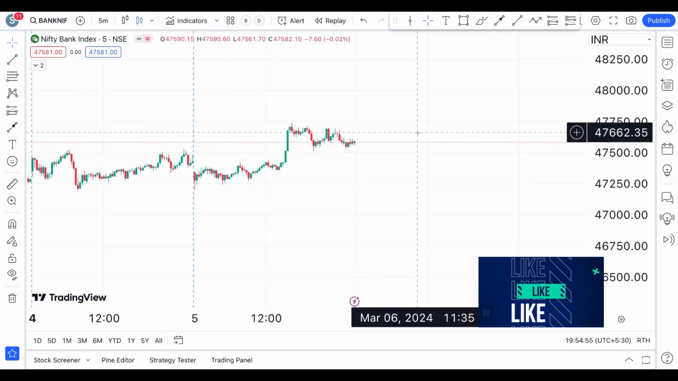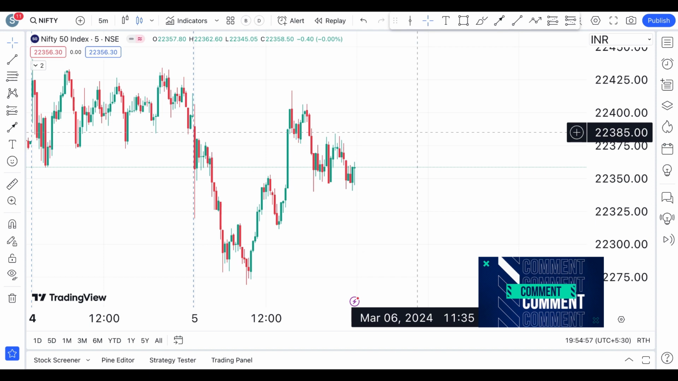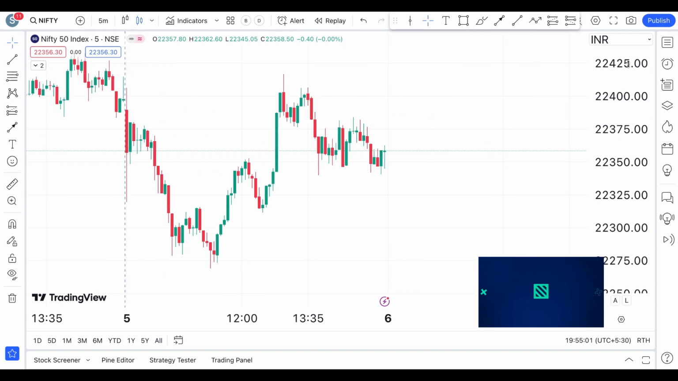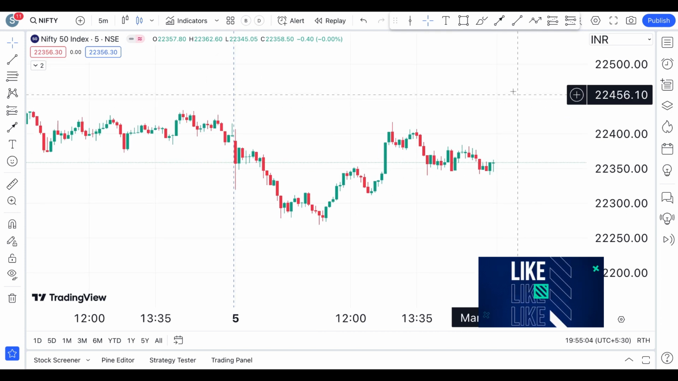So this is the Bank Nifty chart. We are done with this, and now let's change to the Nifty chart. So this is a Nifty chart on a 5 minute time frame. Here in the Nifty chart, it's looking a little different.